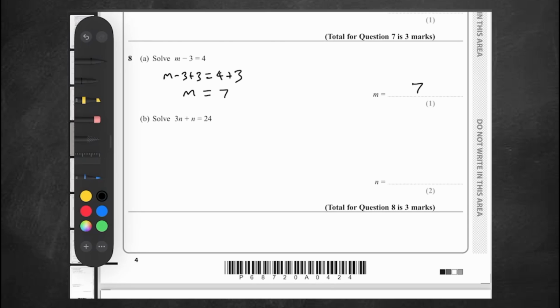Part B, solve 3n plus n equals 24. What we're going to do here is take n out of the front of the numbers on the left-hand side, and we will have n times (3 plus 1) equals 24, or n times 4 is 24. Divide both sides by 4, and we get n equals 6. And we'll move on to question 9.